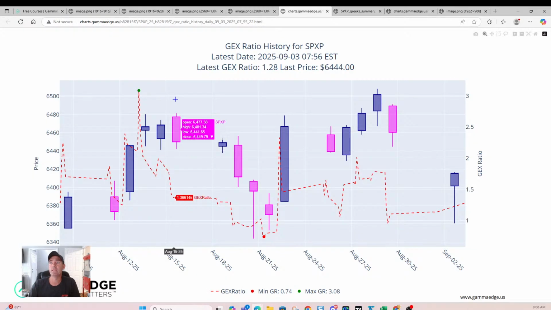All right, let's move on to the SPXP, what we call GEX ratio or gamma edge ratio. We were discussing this negative slope as price was appreciating. Obviously, divergences we were watching.